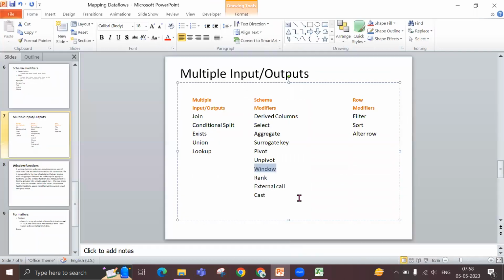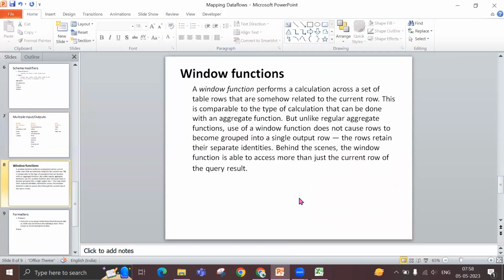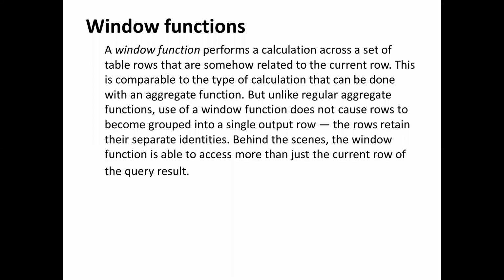Okay, so let me give you the definition first. A window function basically performs a calculation across a set of table rows.